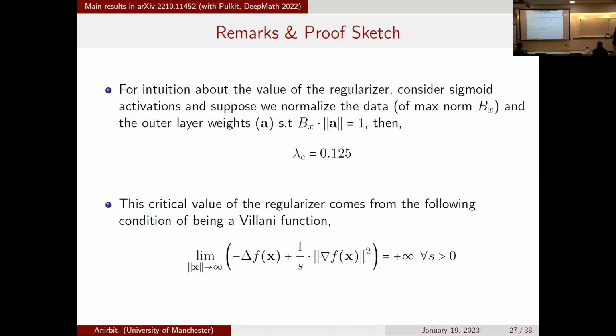And it essentially comes from the Villani condition, that asymptotically in weights, the gradients have to grow larger than the Laplacian. So this is the fourth Villani condition, which essentially determines the critical value of the regularizer. So it's worth pointing out where it comes from.